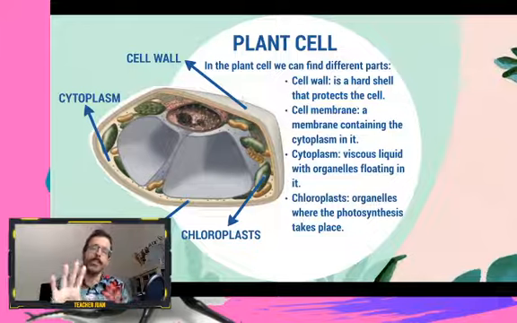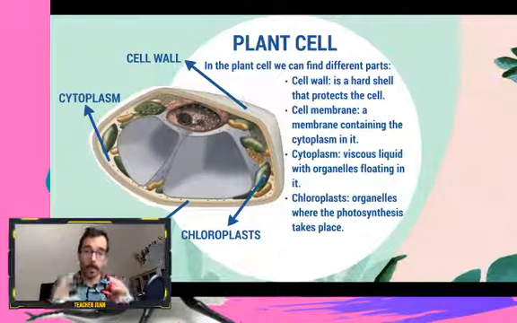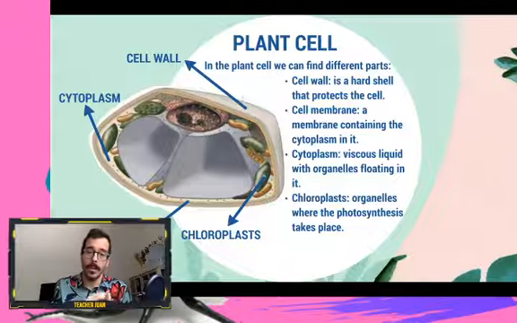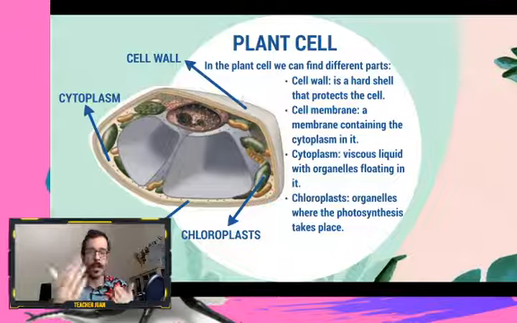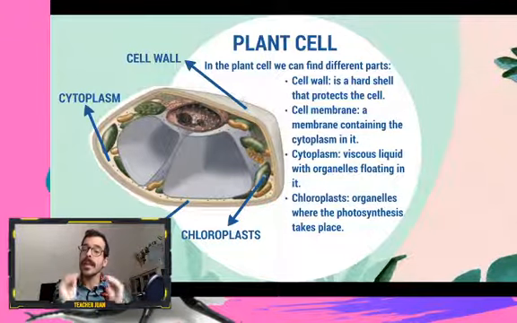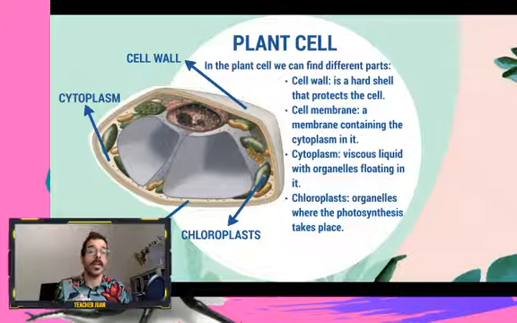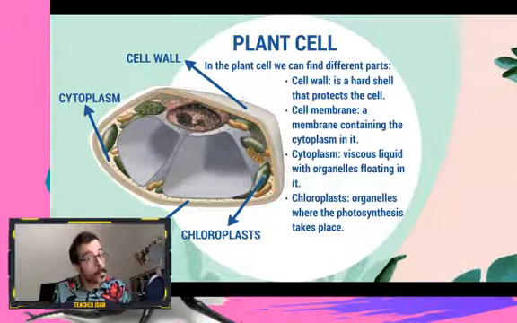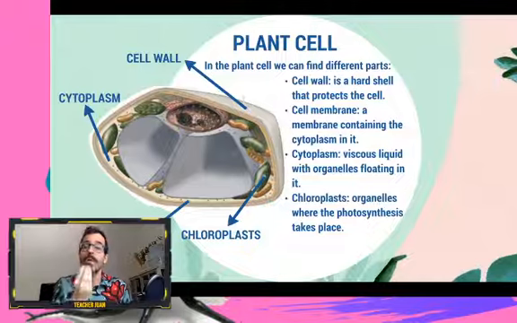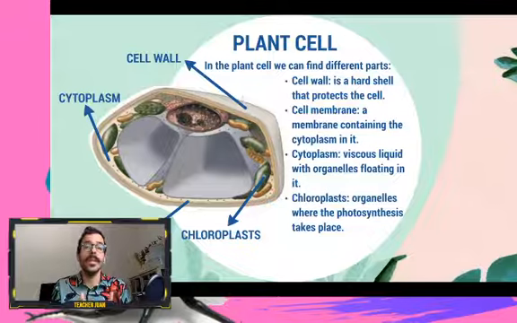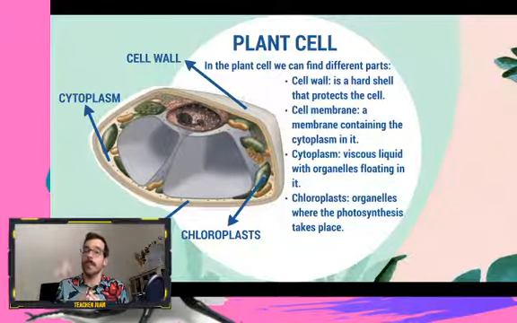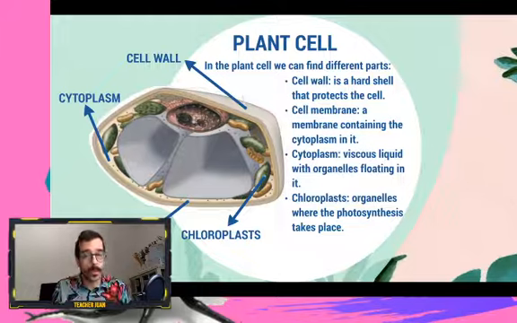We're going by parts. The cell wall, very hard, protects the cell, okay? Important. The membrane, the same function as in the other cell, okay? It contains the cytoplasm in it. Cytoplasm, the viscous liquid, just the same. And inside the cytoplasm, we've got these organelles called chloroplasts. These are important because they are in charge of the nutrition of the plant. So they are in charge of doing the photosynthesis, okay? You know it. Very important.